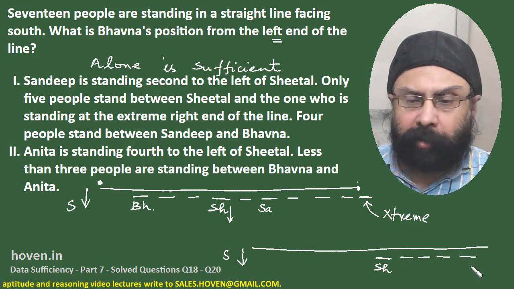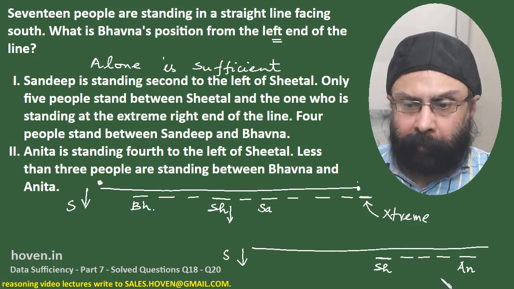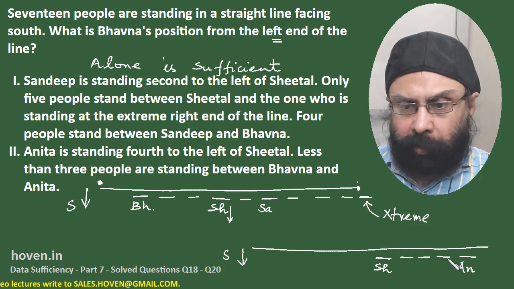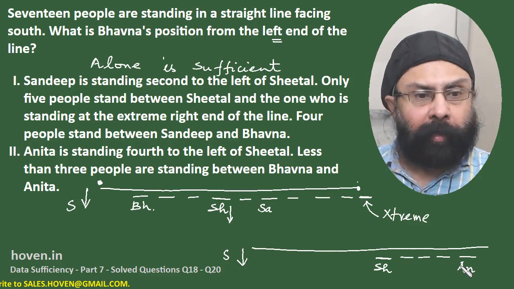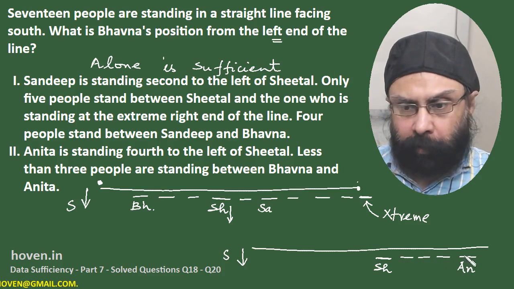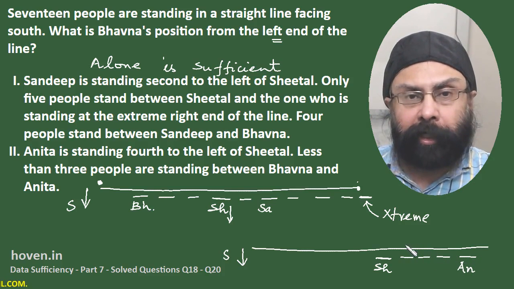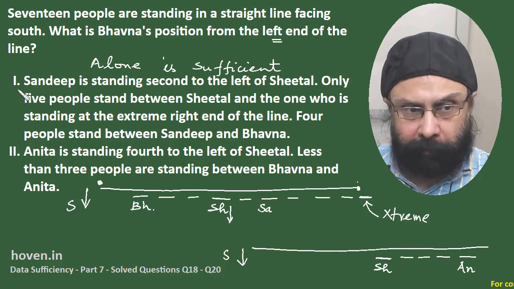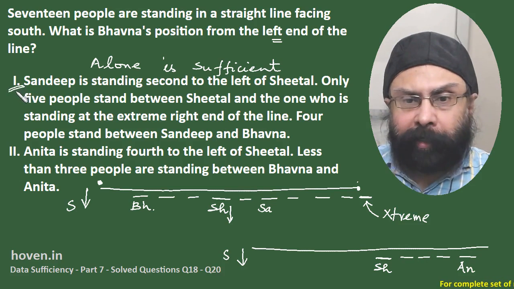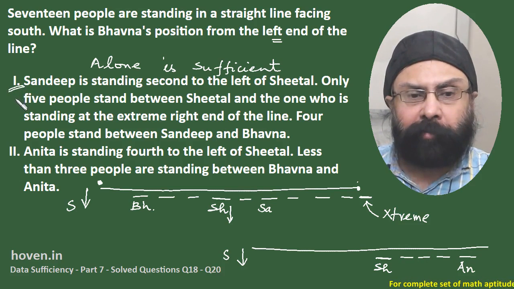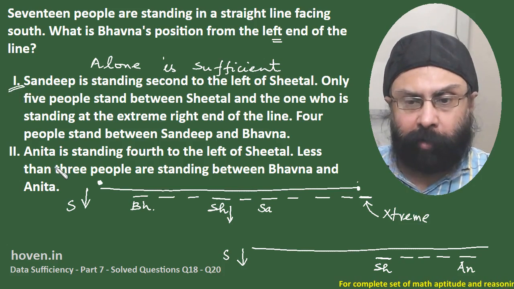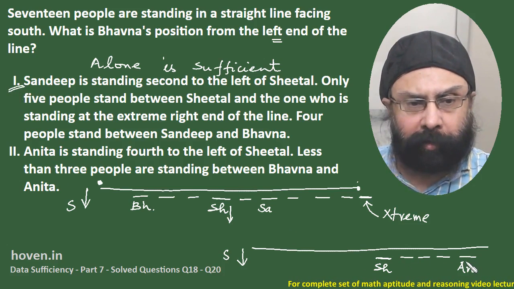1, 2, 3, 4. This person is Anita. 1, 2, 3, 4. Okay. Less than three people. Okay, this is what we... Now, we will not take anything that we remember from the first one. We'll not use that at any cost. We'll simply try to find the answer on the basis of second alone. Forget that there is somebody on extreme or not.